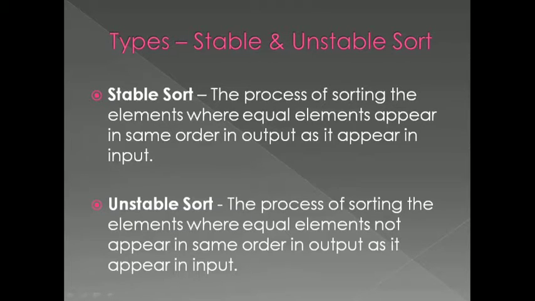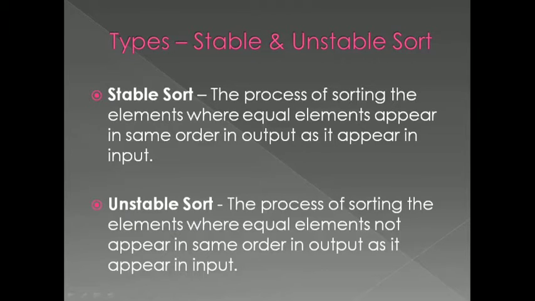We'll understand this a little more when we actually go to the example. And just like that, unstable sort means the output may not be in the same order as the input for the equal elements. It means when the elements are equal, even then in the output they are not in the same order in which the input is coming.